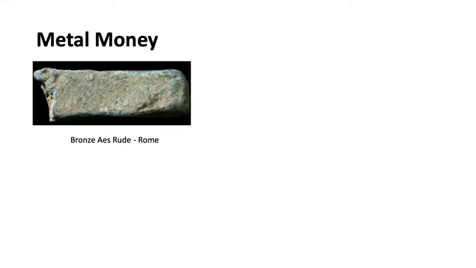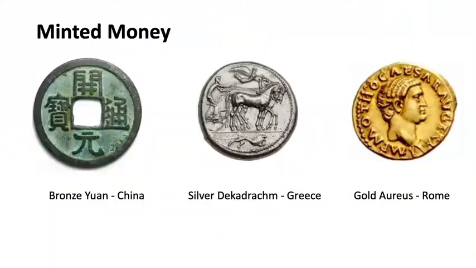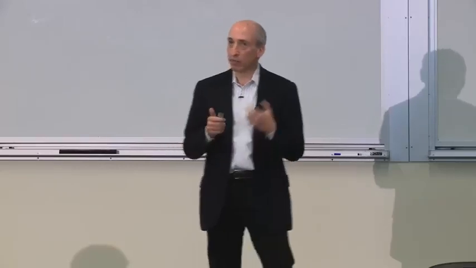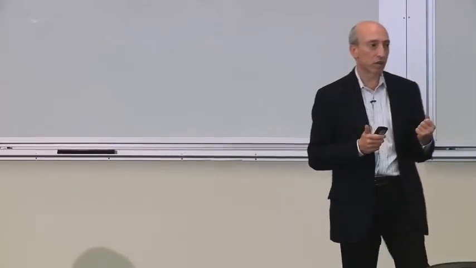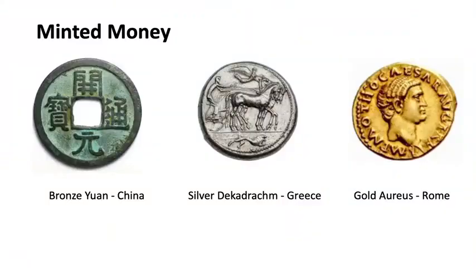We moved to metal money. At first, it wasn't really stamped. It was just heavy. It was hard to quarry. Bronze in Rome. There's some China. In Sweden, these were starting to be stamped by the official sector. And then we had minted money, starting somewhere around 2,500 years ago. And there's debates as to whether it started in Greece or in China, but where an official emblem was placed upon a scarce resource that was used.